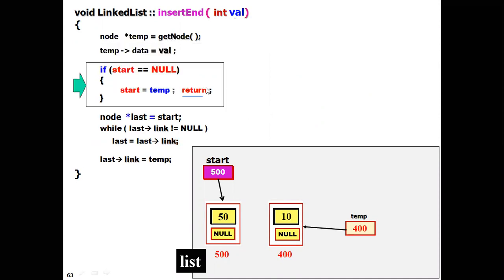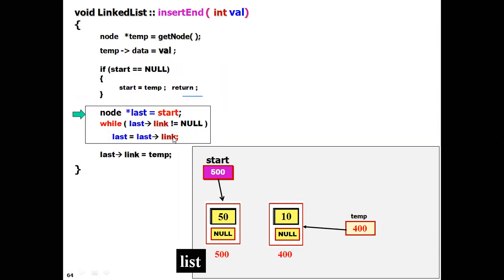Then it checks this condition. Is this condition true? This condition is false, because start has some value now, it's not null. Now we come to this set of code, which we have already discussed. What does it do? It sets the last pointer to the last node of the linked list. We have only one node in the linked list, and that itself is the last node, so the last pointer will point to this node because there are no more nodes.